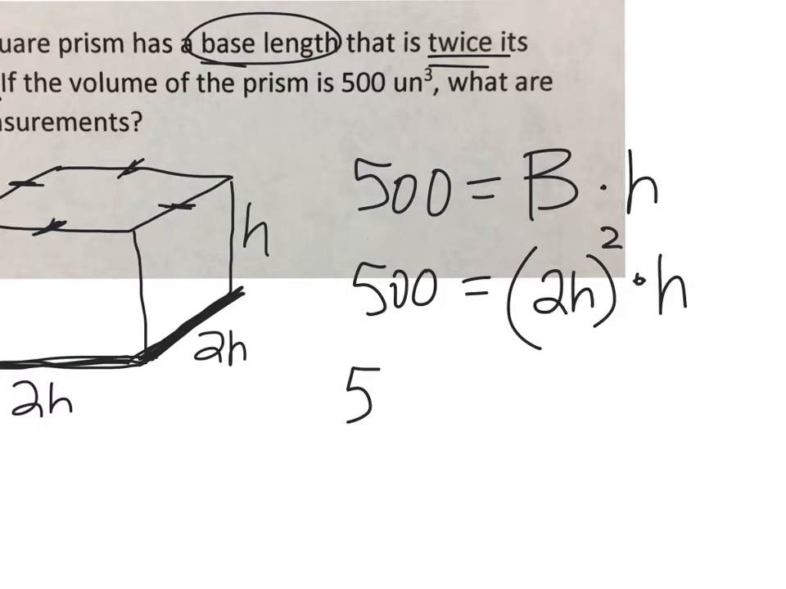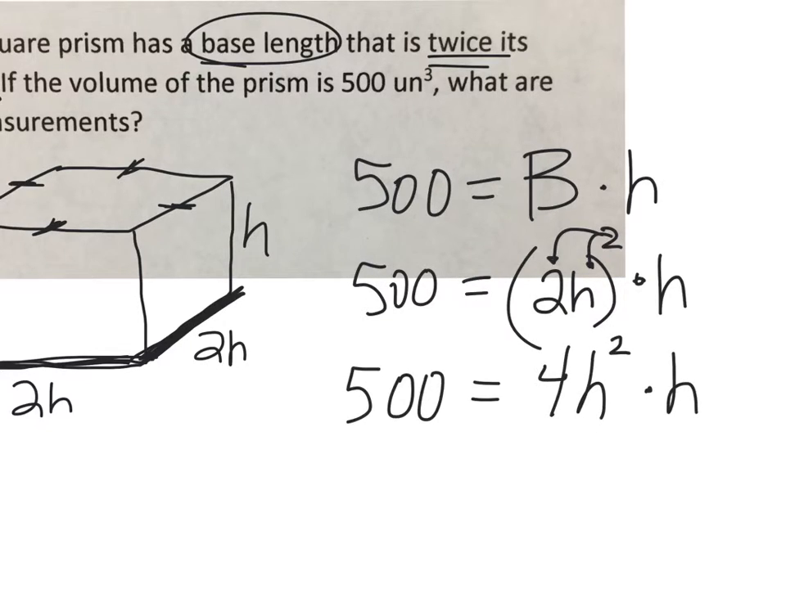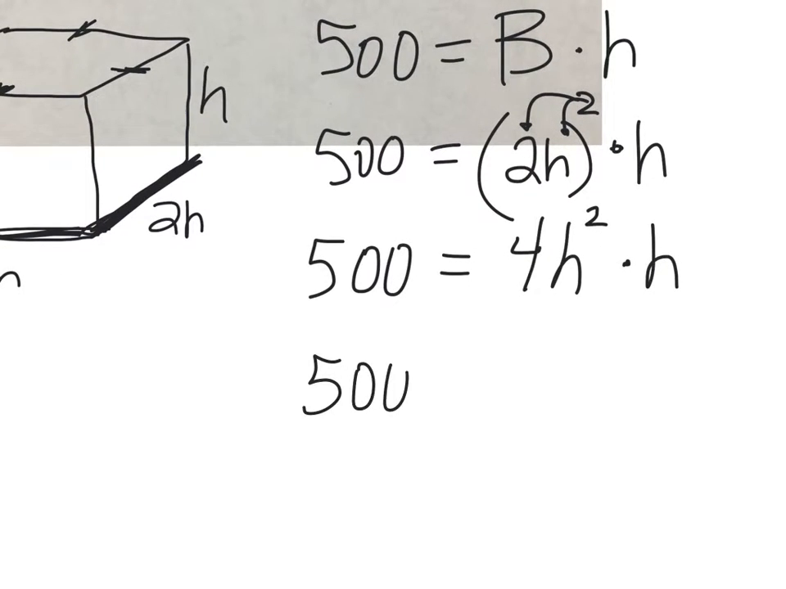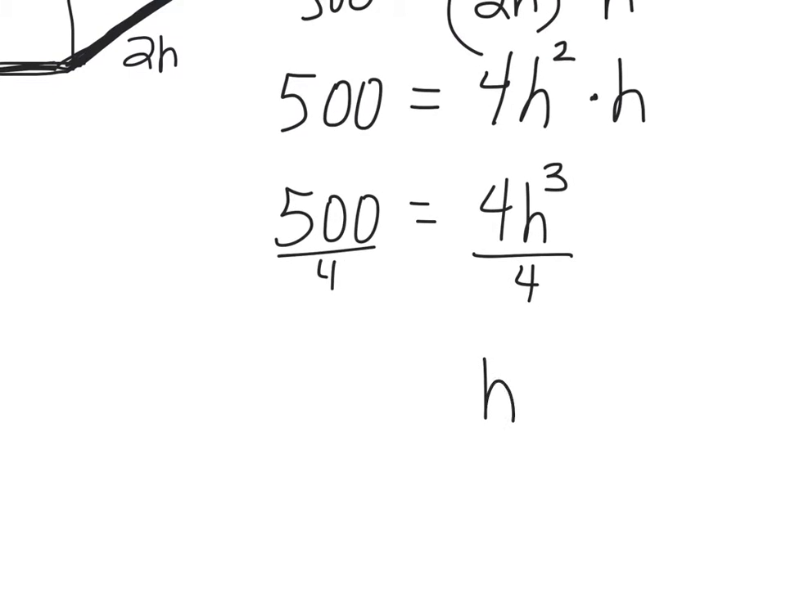So now we have to simplify. When I square 2h, I square the 2 and I square the h. So that gives me 4h squared times another h, which is a total of 4h to the third power. 4h to the third. Okay, so the algebra here was, once again, we divide both sides by 4, and 500 divided by 4 is 125.